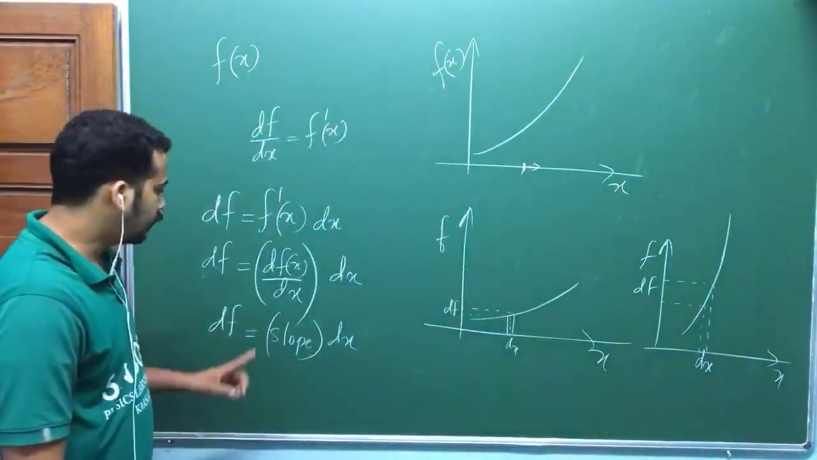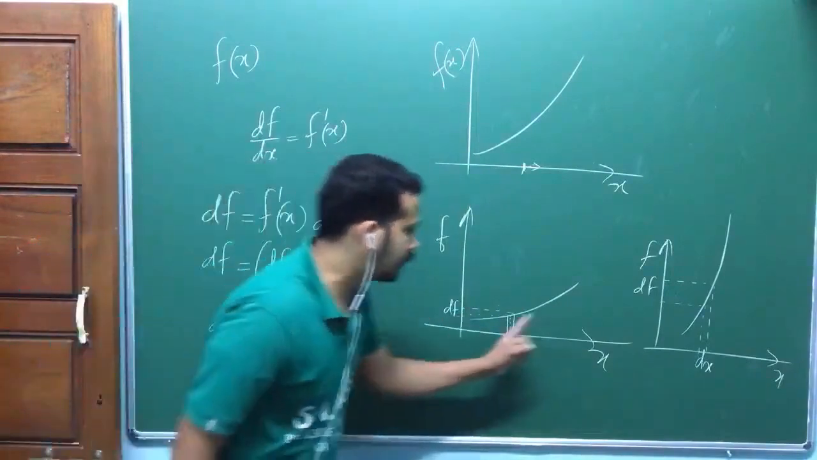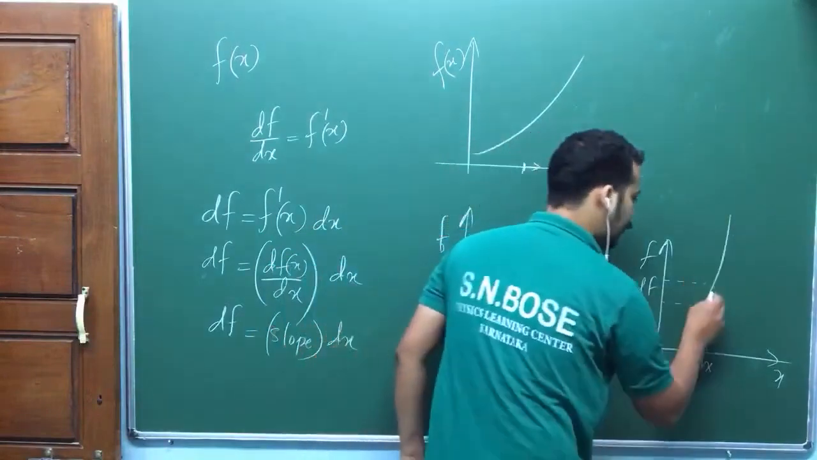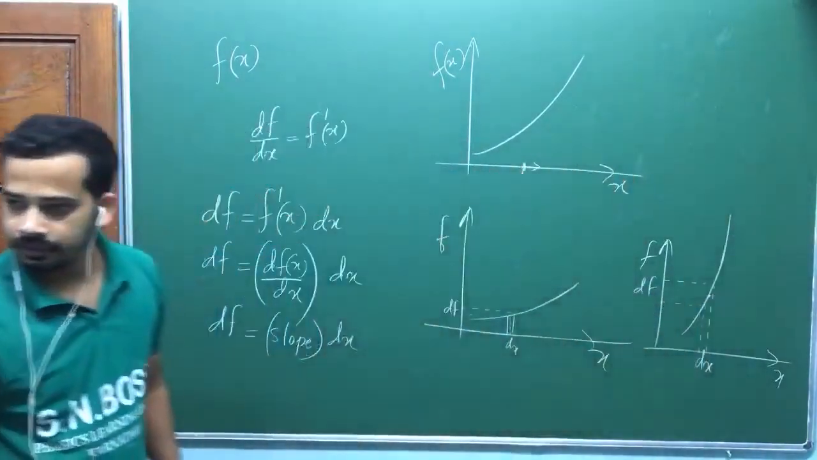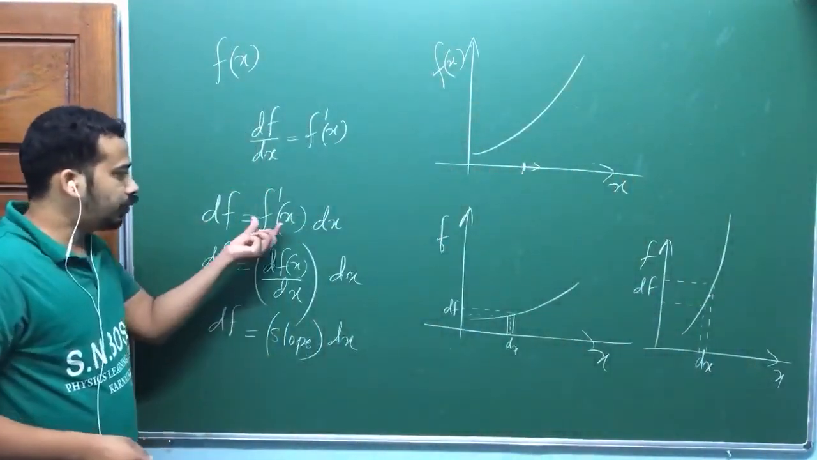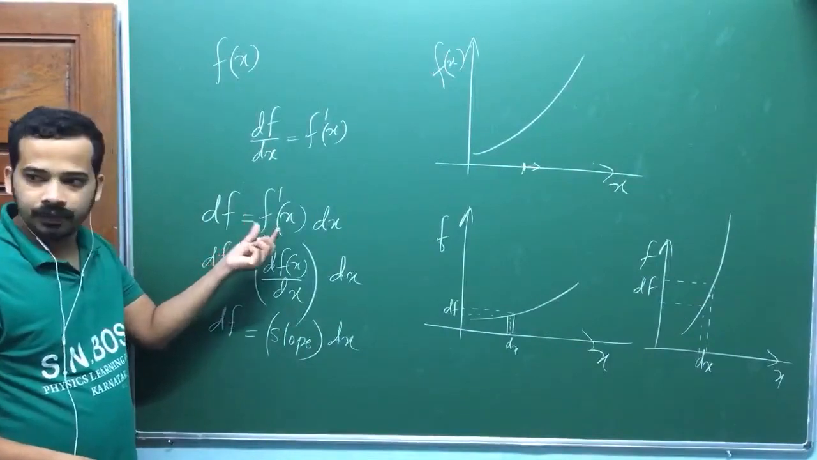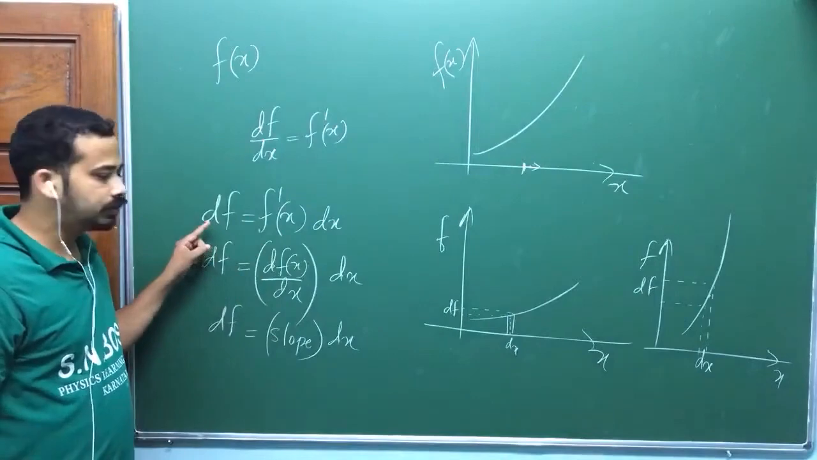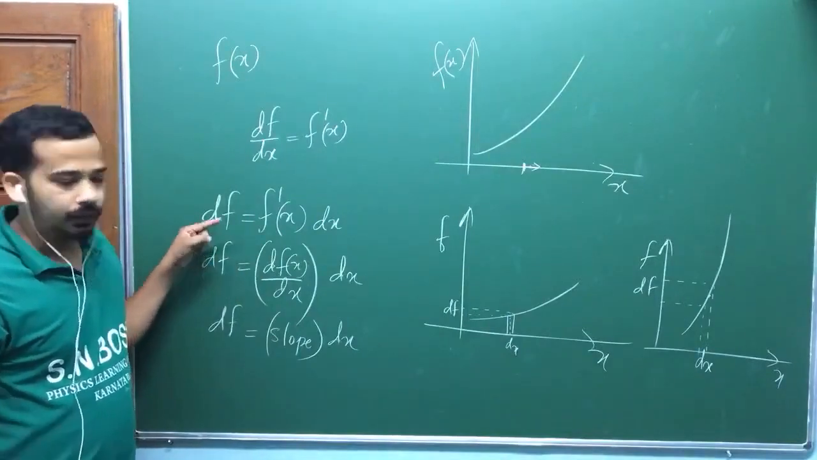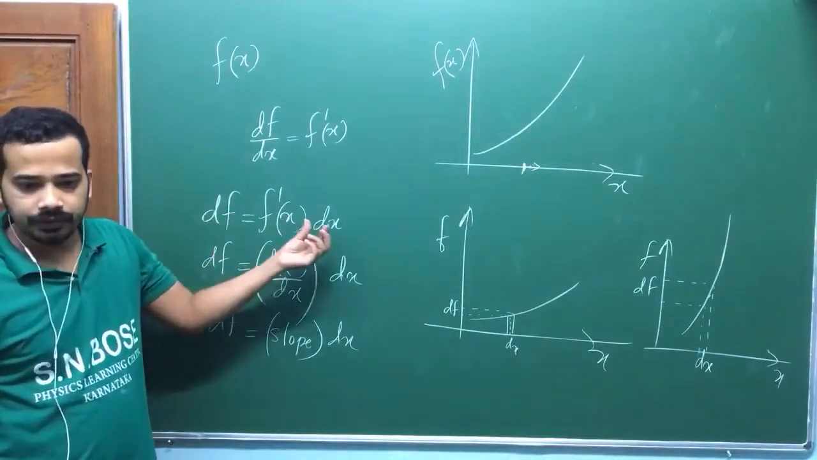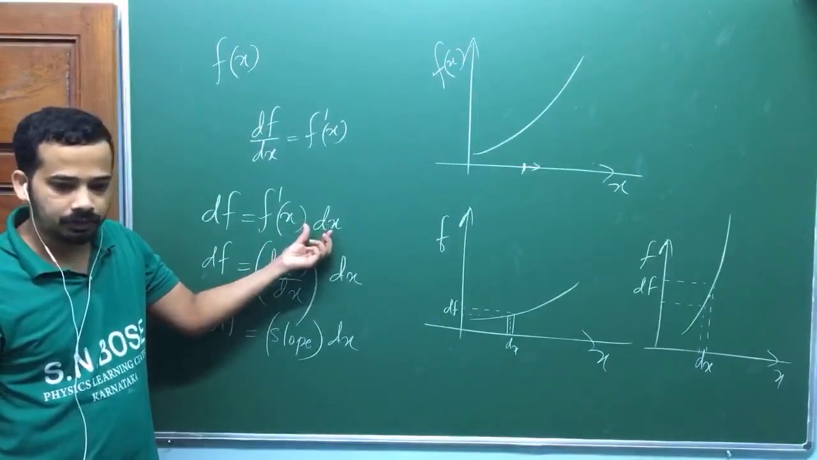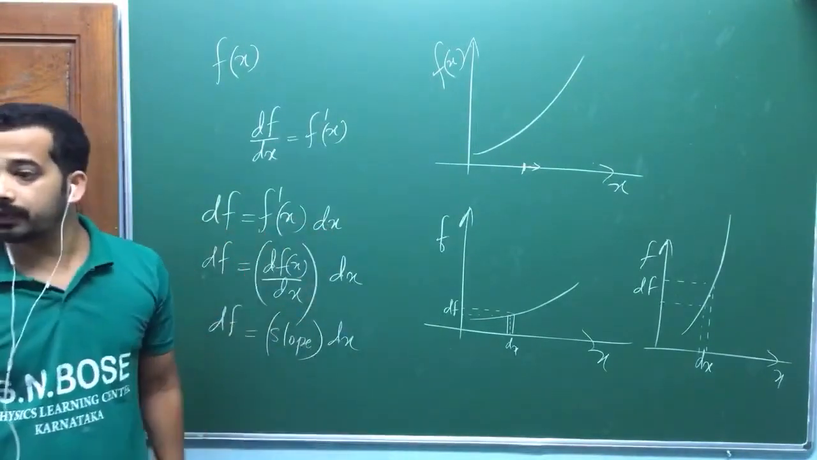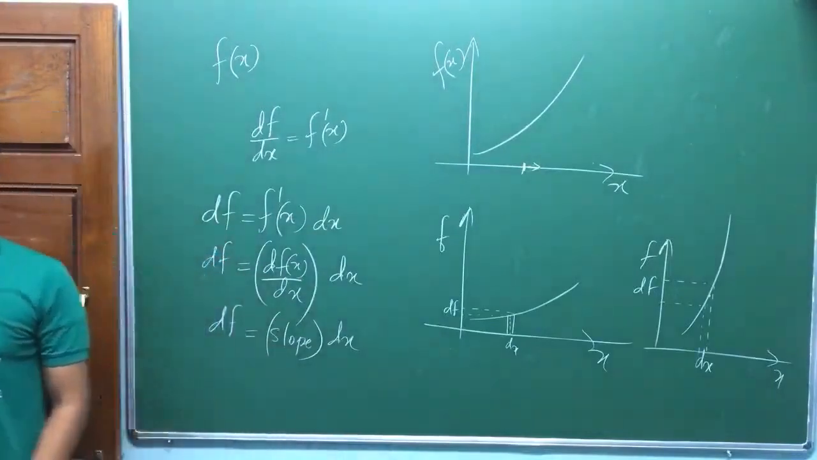So that's why, again, what is the difference here? At this point your slope is low, at this point your slope is high, isn't it? You can observe that. Whenever the slope is high, if you change this independent variable by a small amount, this will change by a large amount. Whenever the slope is low, if you change this by a small amount, this will change by a small amount. So that's how it acts like a proportionality constant.